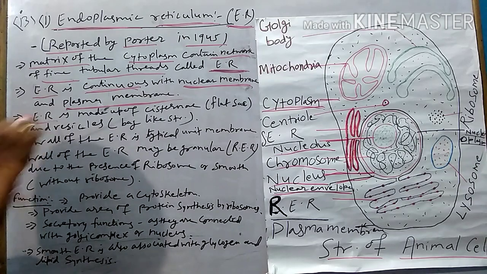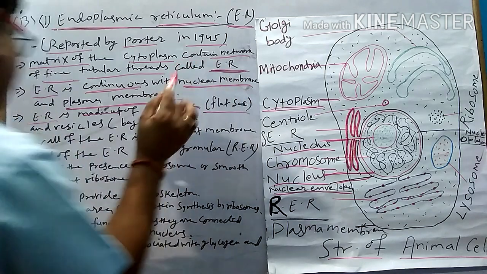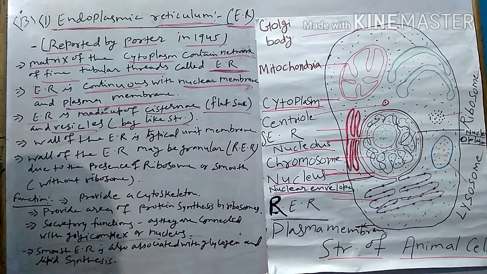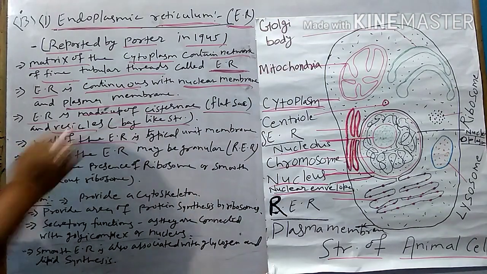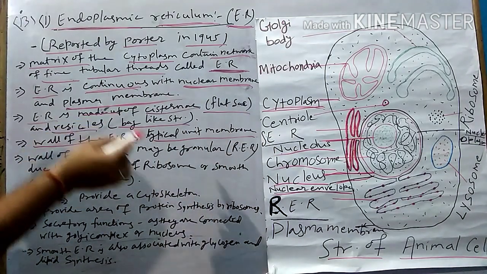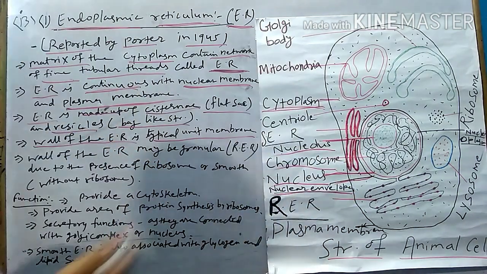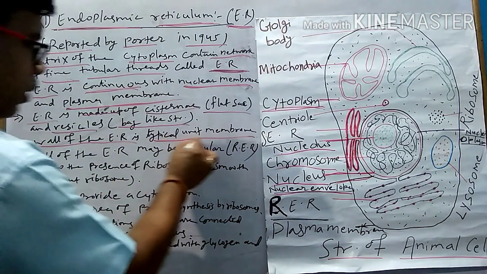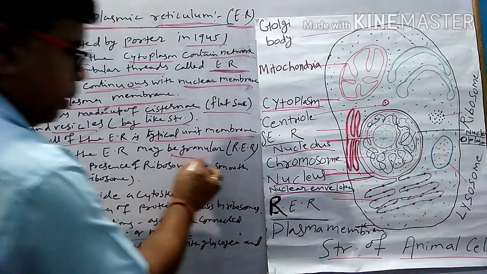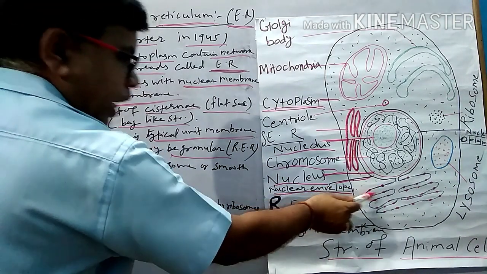Endoplasmic reticulum is made up of cisternae, that is the flat shafts, and vesicles, that is the bag-like structures. The wall of the endoplasmic reticulum is a typical unit membrane. The wall of the endoplasmic reticulum may be granular. It means ribosome is present. So that is granular.